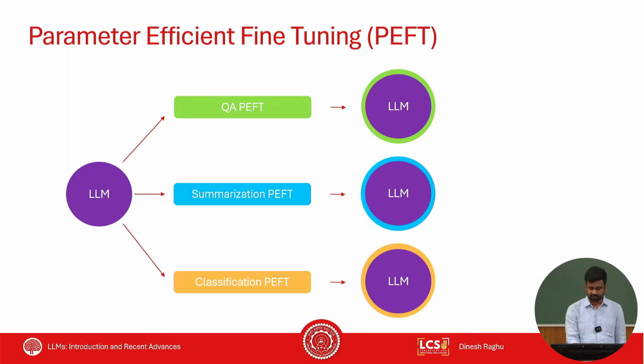So here as you see, if you have to train a QA model on top of an LLM using PEFT, then you would get a very incremental number of parameters compared to what the LLM already has, and that would represent everything that's needed to learn the task. And the same thing goes for summarization, and the same thing goes for classification. And so this is the crux of PEFT.